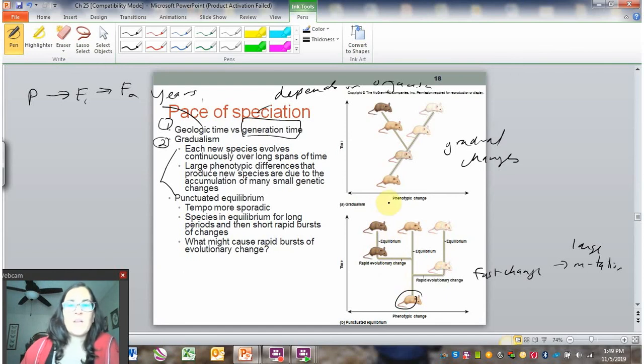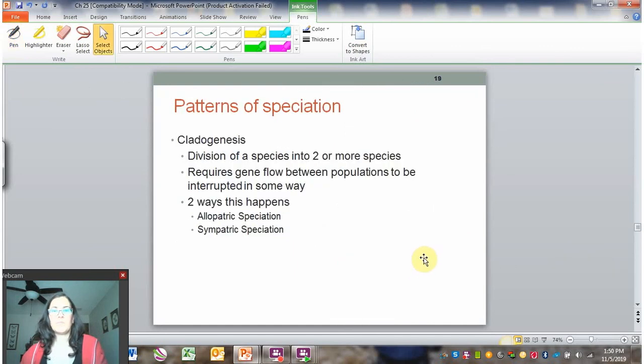So which is right, gradualism or punctuated equilibrium? Well, it really just depends. We think both are probably true, depending on the context and what's happening in the organism. So sometimes a trait is being influenced by gradualism, sometimes it's punctuated equilibrium. When we look at speciation over the arc of time, we see it take two different forms.